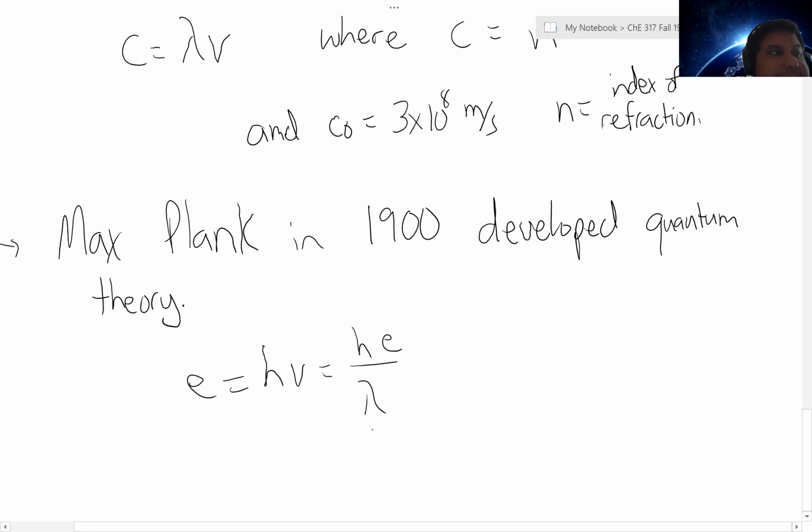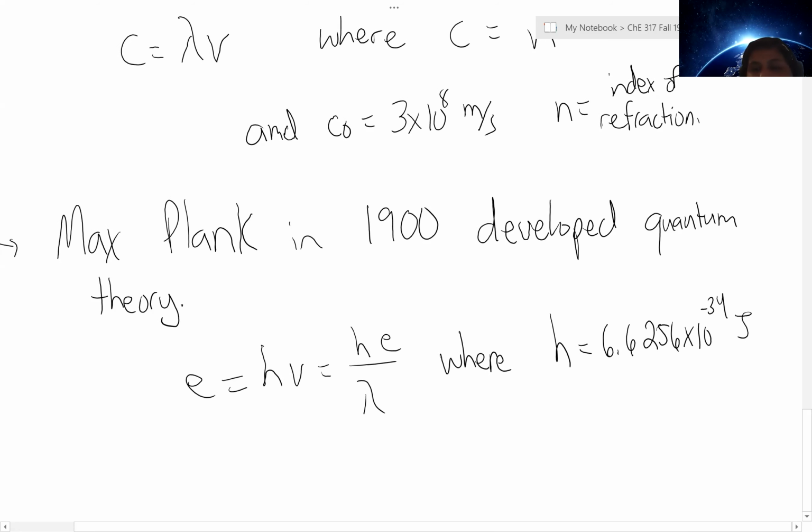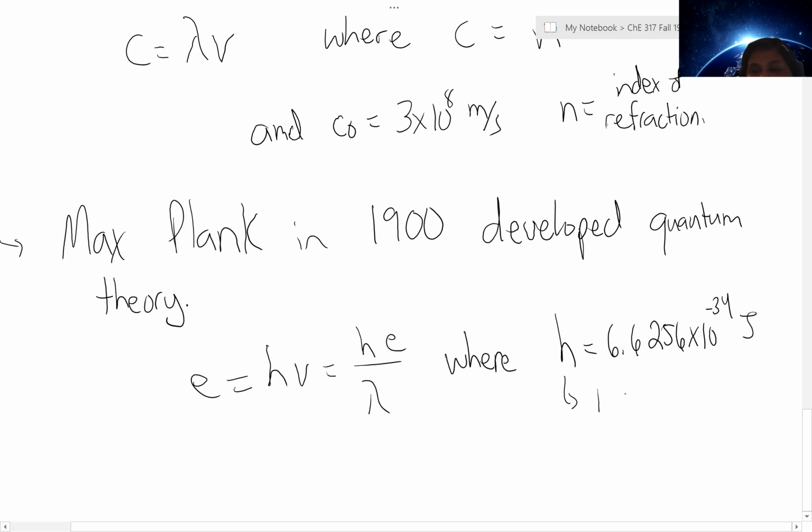over lambda, where h is equal to 6.6256 times 10 to the minus 34th joules, which is referred to as Planck's constant. All these late 19th century, early 20th century scientists trying to get their names in constants.